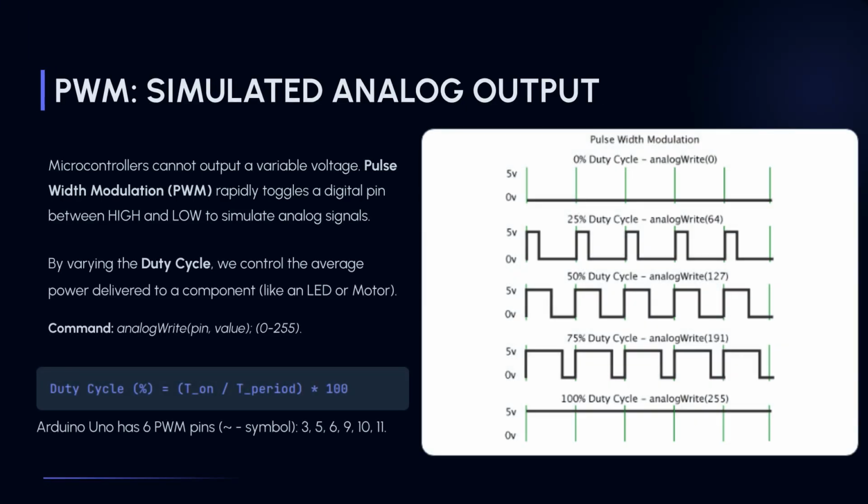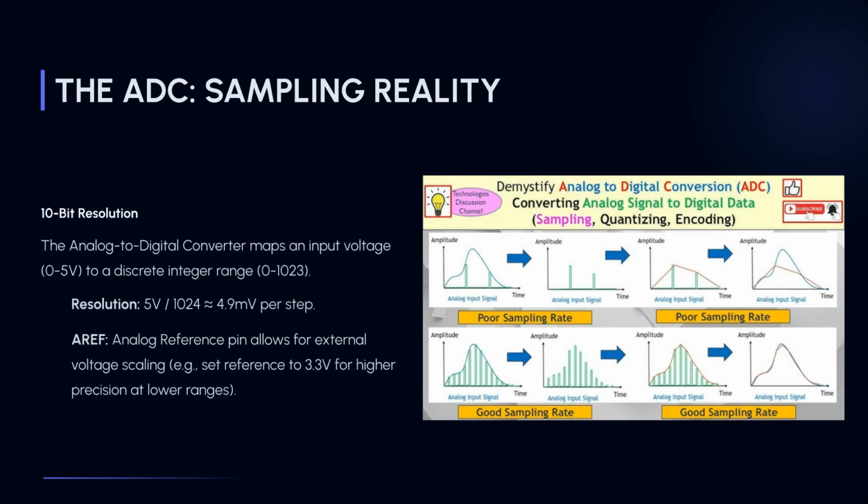Since microcontrollers cannot output a variable voltage, pulse width modulation, or PWM, is used. By varying the duty cycle, we simulate analog signals to control components like LEDs or motors. The analog-to-digital converter, or ADC, converts continuous analog input from 0 to 5 volts into a discrete integer range from 0 to 1023. This 10-bit resolution provides approximately 4.9 millivolts per step.